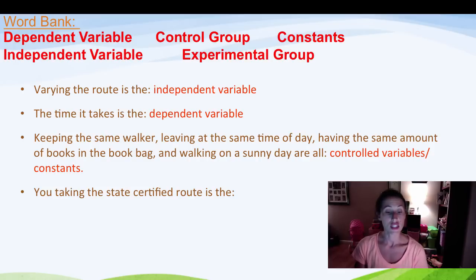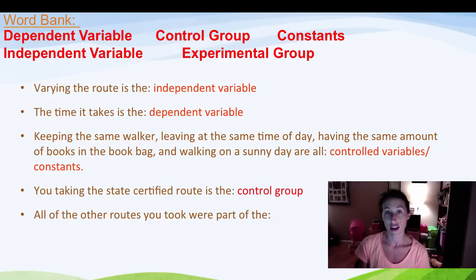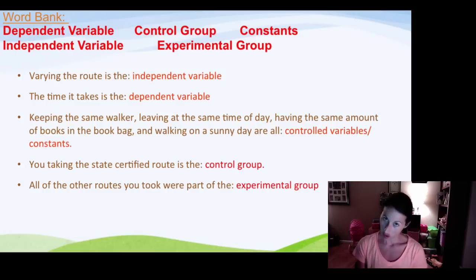You taking the state certified route, what the state says is the best route available, is what? That is the control group. And all of the other routes that you take are considered experimental groups. I hope you got all of those right.